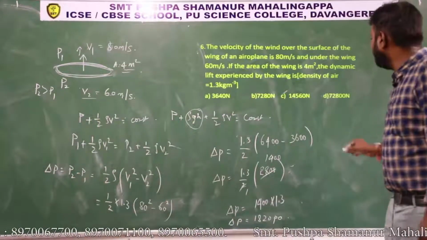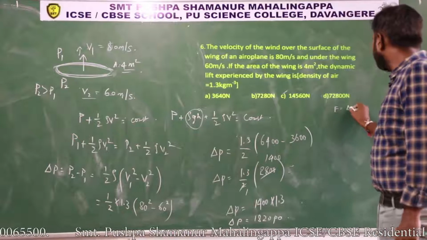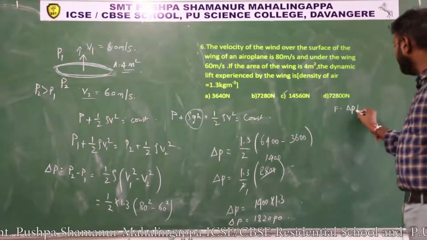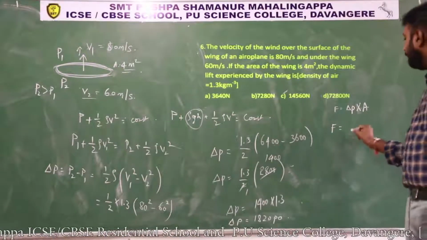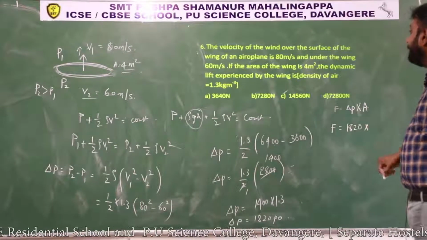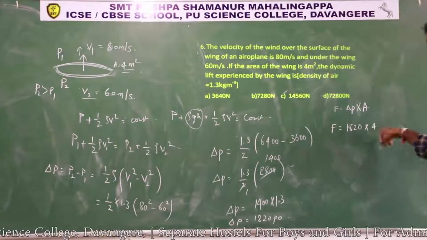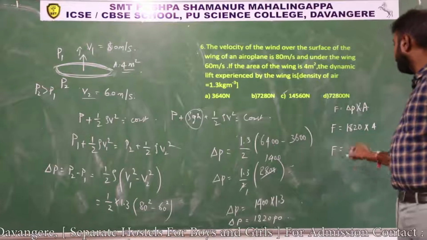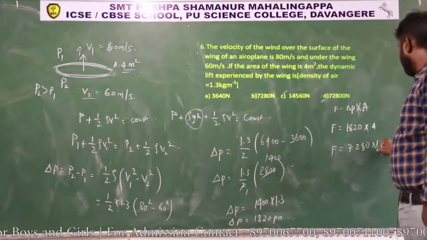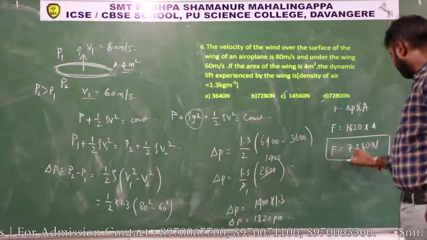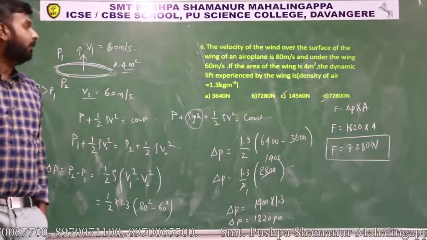Then you know the formula, pressure is equal to force by area. So here force means pressure is nothing but the difference in pressure into area, delta P into A. Then F is equal to the delta P value we got, 1820, and area is given as 4 meter square, multiplying by 4. So the final answer you check, you will get 72800. Why? Because here force is 72,800 Newton. That is the fourth option.